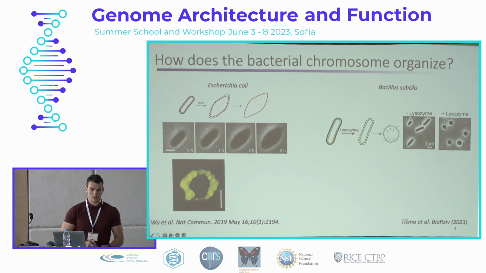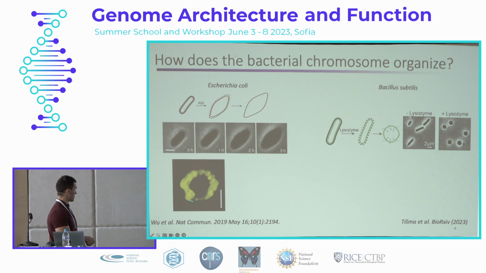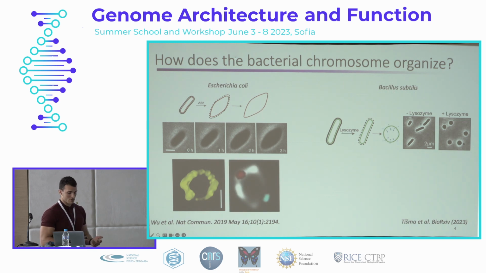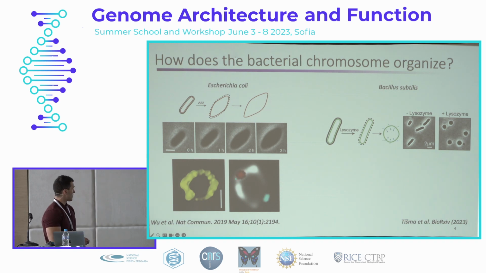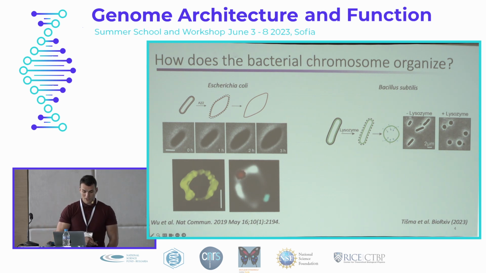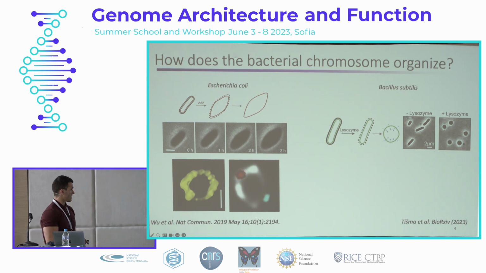In E. coli, we find that the chromosome looks like this. It forms a toroidal shape with highly condensed chromosomal arms. If we tag the origin and the terminus, the two most notable loci in bacteria, we see that the origin and the terminus locate in unstructured regions, whereas the chromosomal arms, the left and the right arm, are highly condensed. If we do the same thing in Bacillus, we get a completely different shape. We don't get this, but rather a crescent-shaped chromosome.